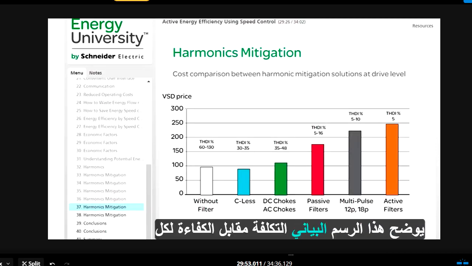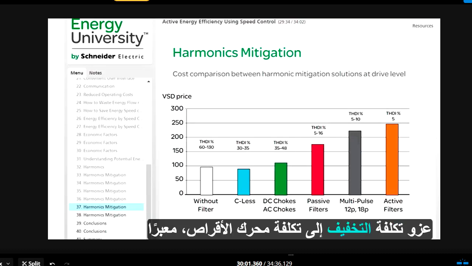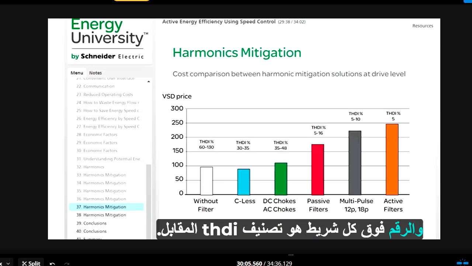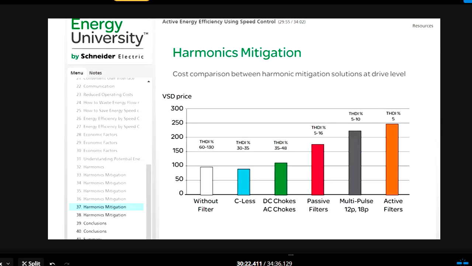This chart demonstrates the cost versus efficiency of each type of harmonic mitigation technique. The y-axis indicates the contribution of the cost of mitigation to the cost of the drive expressed as a percentage, and the number above each of the bars is the corresponding THDI rating. The cost of the drive without harmonic mitigation is given as 100%. If the cost of mitigation is 50% of the cost of the drive, the y-axis will show 150%.